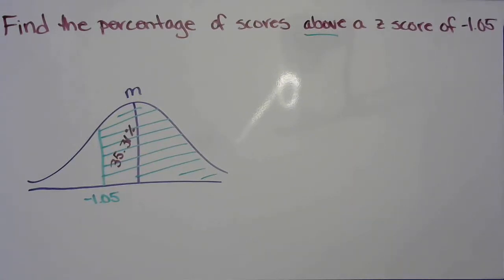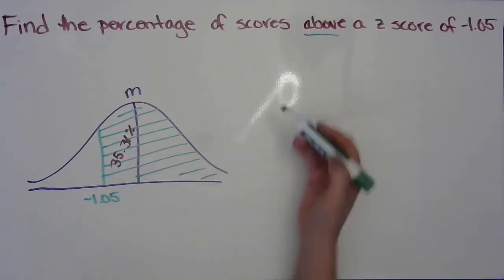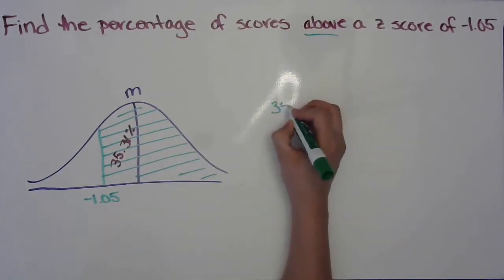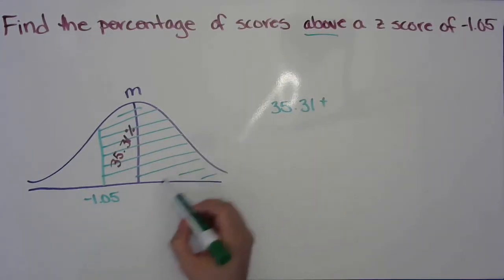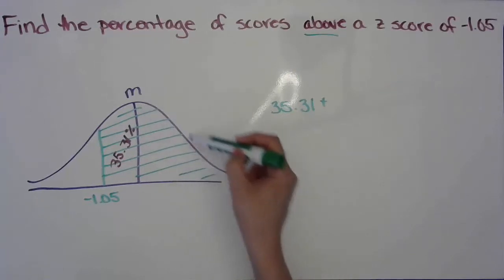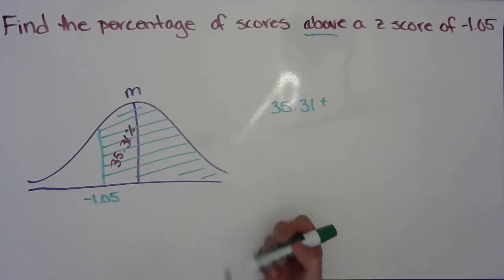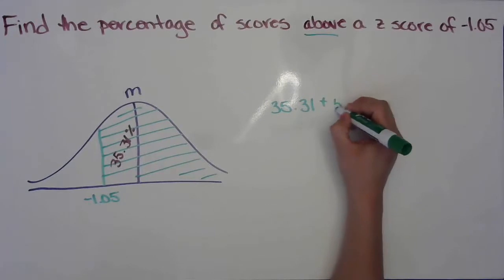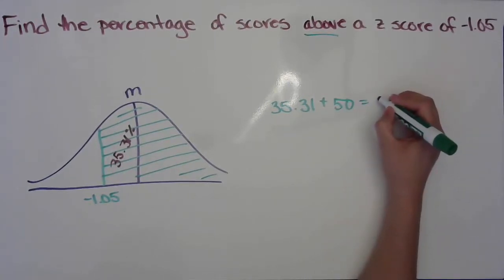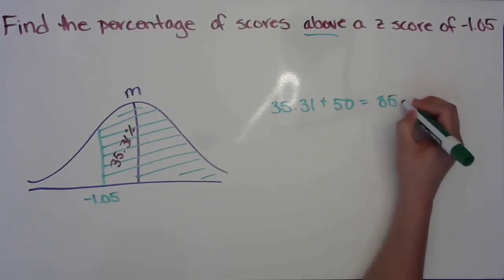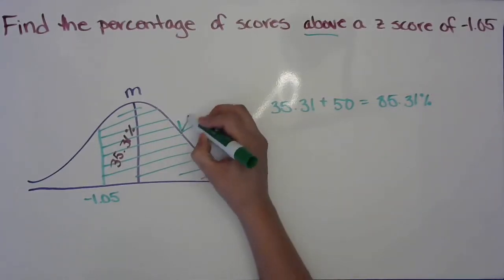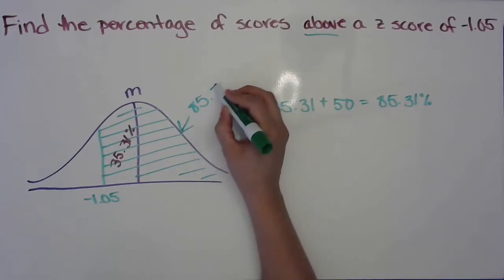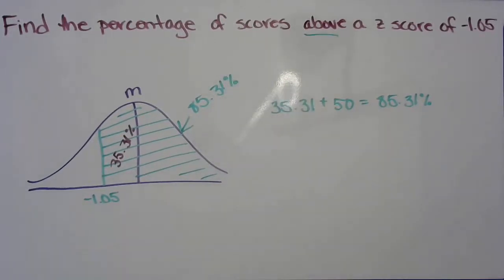So now, in order to find the percentage of this whole shaded area, we take this amount here, which is the 35.31, and we're going to add that to the remainder of the curve, which, as we discussed earlier, this section of the curve right here constitutes 50% of the curve. So we will add that to 50, and that's going to give us a total of 85.31%. And then we label 85.31%. And there it is.